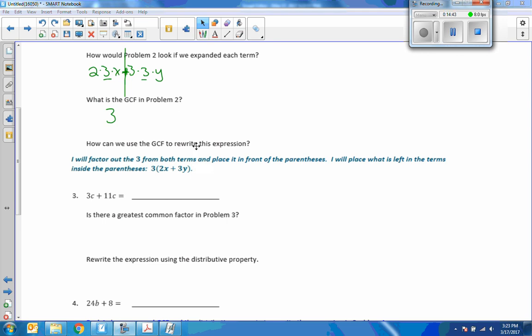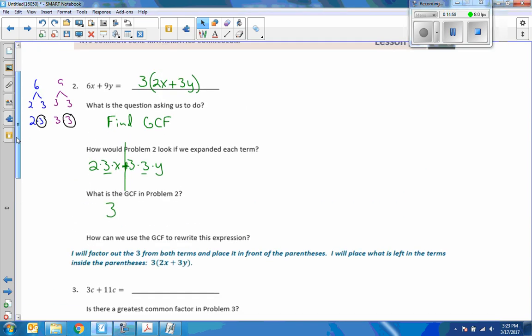Okay, so how can we use the GCF to rewrite this expression? I will factor out the 3 from both terms and place it in front of the parentheses. I will place what is left in the terms inside the parentheses. 3 times the quantity 2x plus 3.